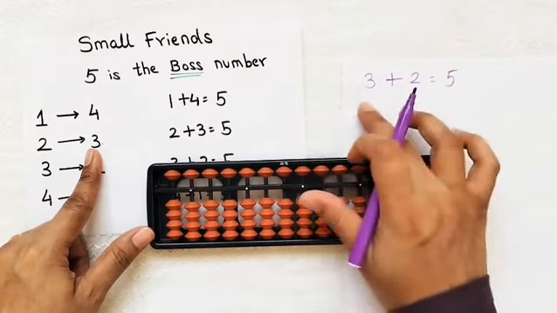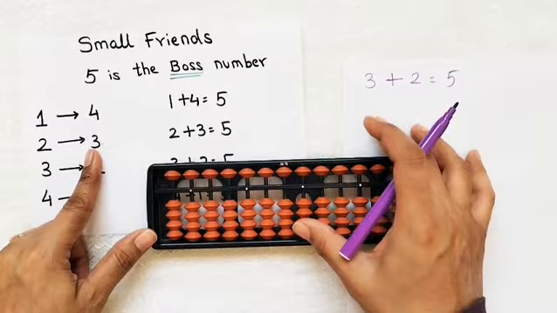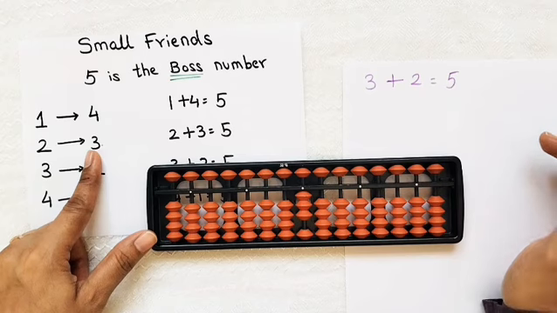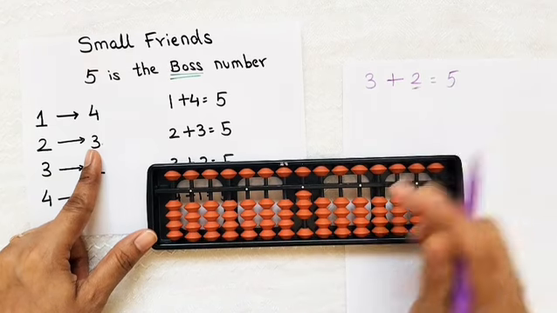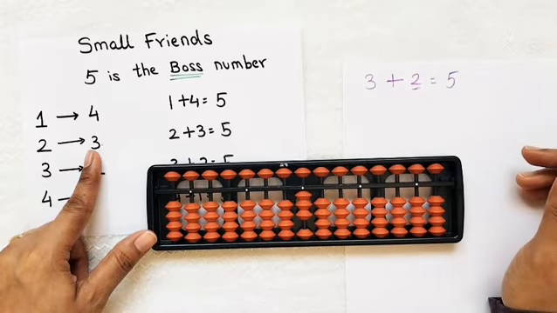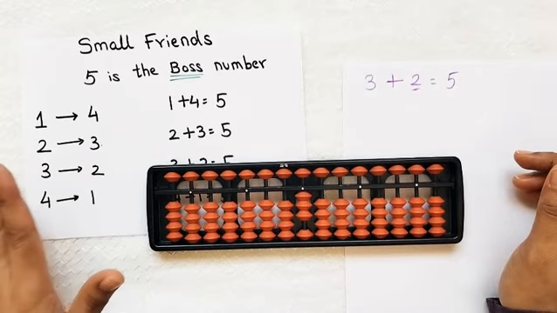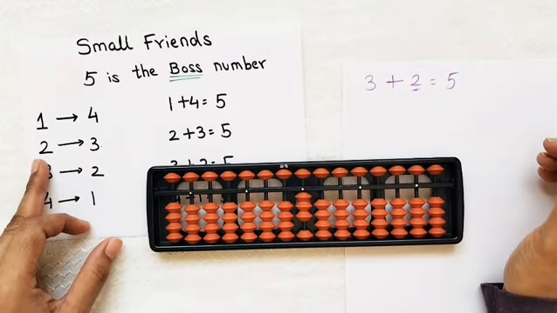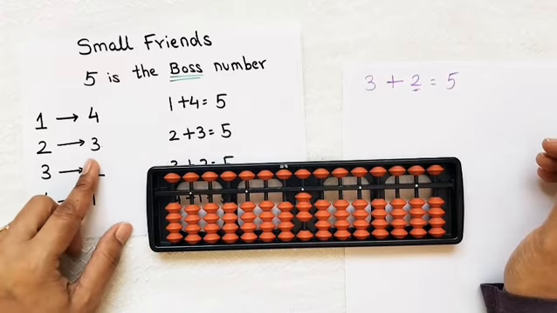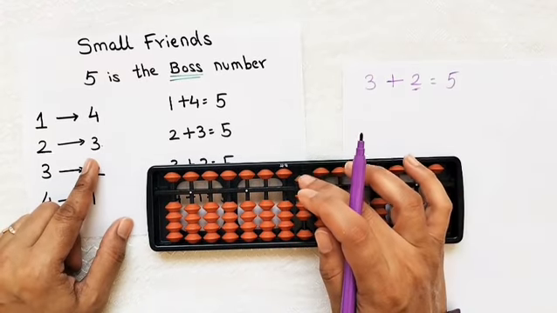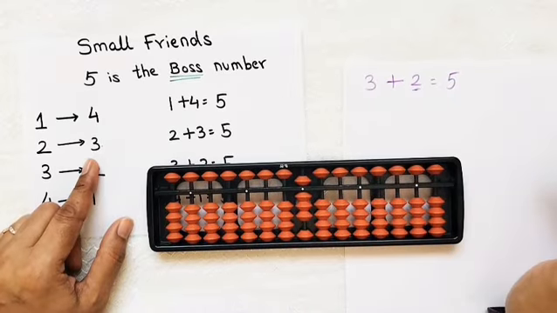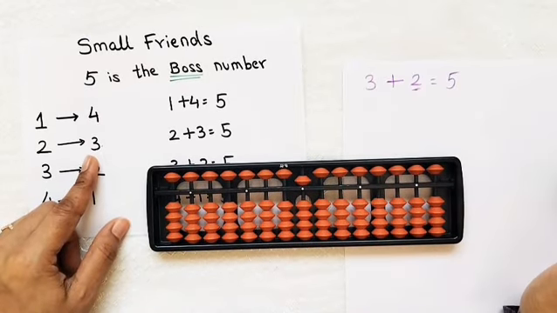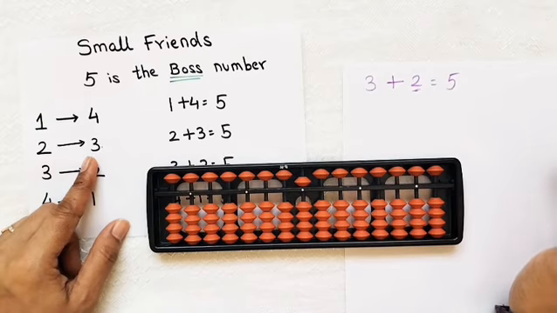Let's do this again. We have the question 3 add 2. The first step is you place number 3 here. Second step, you check, do I have 2? No, I don't have enough beads here. So I go to the small friends. I have to find out who is the friend of 2. 3 is the friend of 2. So add the boss, that is add the 5, and remove the friend of 2, that is 3. So my answer is 5.